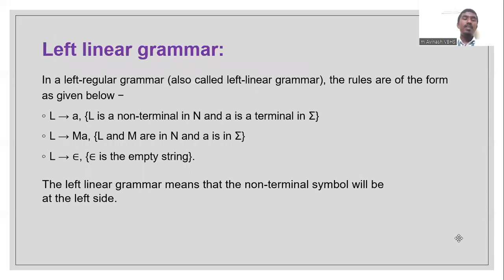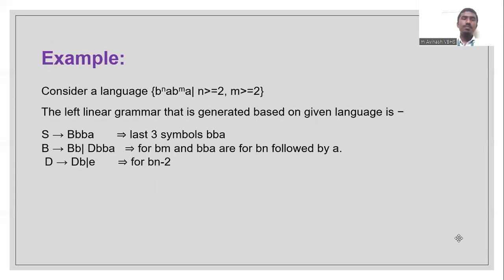Left linear grammar. In left linear regular grammar, also called left linear grammar, the rules are of the form as given below. L → a, where L is a non-terminal in N and a is a terminal in Σ. L → Ma, where L and M are in N and a is in Σ. N → epsilon, where epsilon is the empty string. Left linear grammar means that the non-terminal symbols will be at the left side.